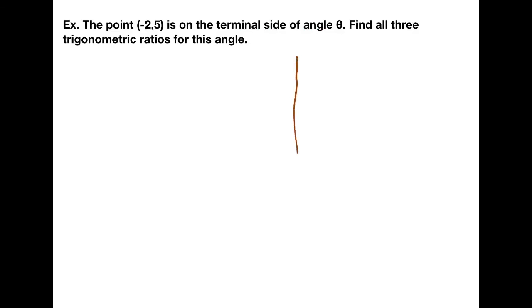So let's say we have a coordinate plane like this one, x and y. Point (-2, 5): if that's -2, then 2, 3, 4, and 5 will be about here. So that's the point (-2, 5). This point is on the terminal side of the angle theta. So I have an angle in standard position. The initial side is this, and this point lies on the terminal side, so the terminal side has to go through this point. It's something like this.